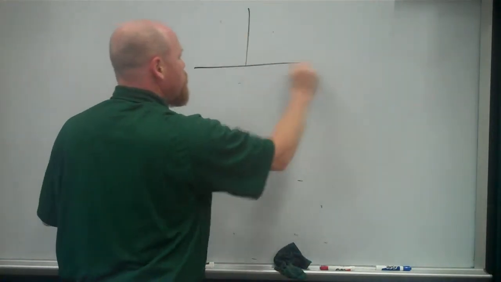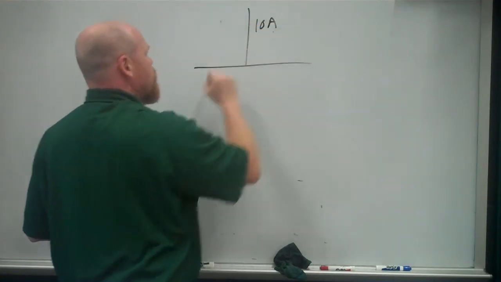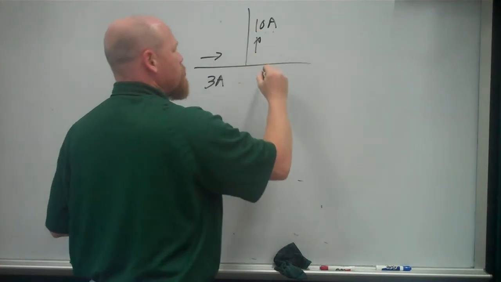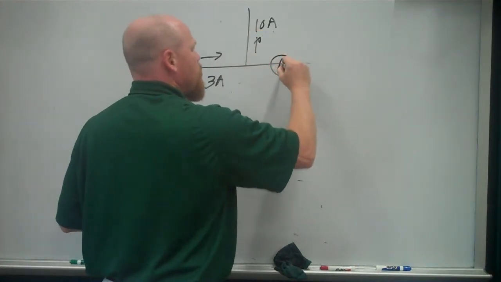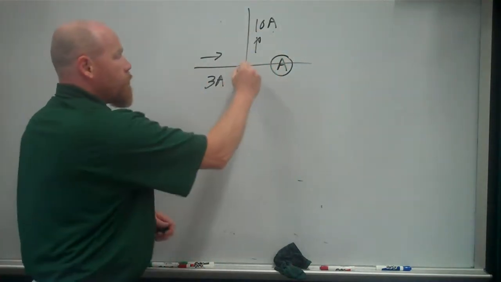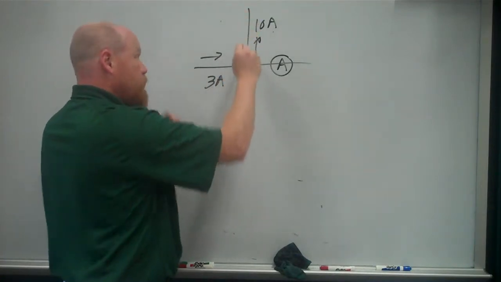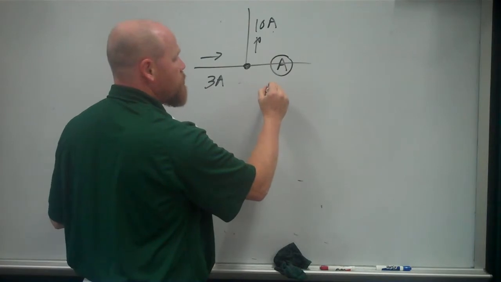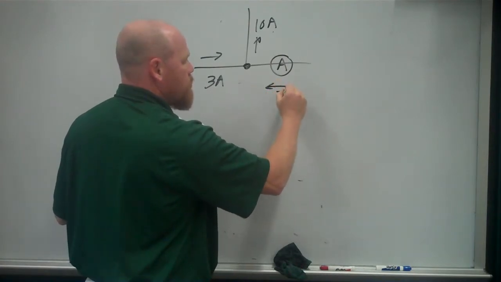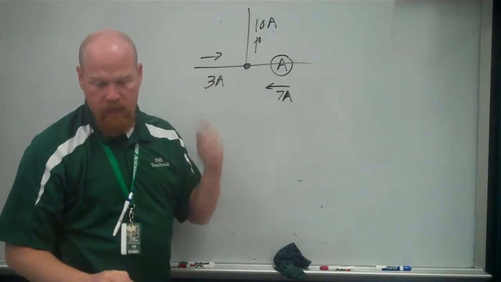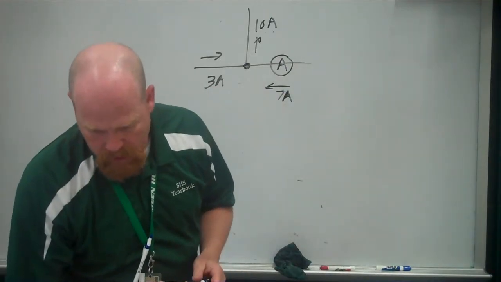So this is 10 amps. This is 3 amps. Say this is going this way, this is going this way, and the question is, how much would go through the ammeter? Well, you pick a point where they intersect. 3 amps in, 10 amps out, you have to have 7 more amps in. So it would read 7 amps, and that would go in that direction. That type of question, you'll see some of those.